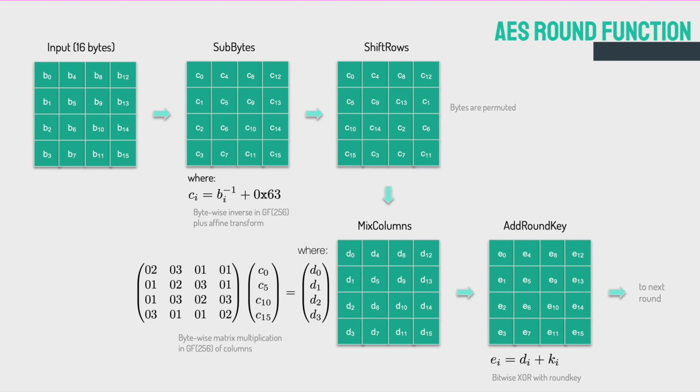And finally, in the last step, we take the round specific subkey and we XOR it with all of the bits that came out of the mixed columns step. Finally, the output of this process is fed into the input of the next round, and the process continues.